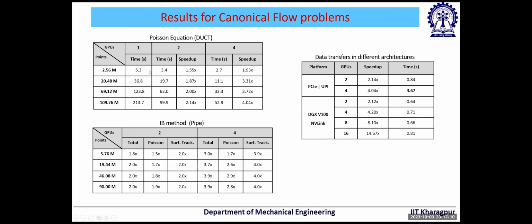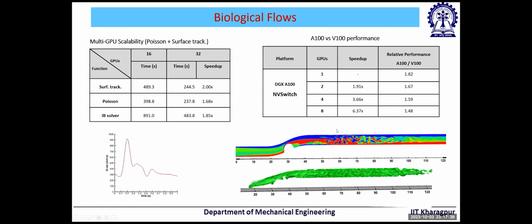And we can see that when we go to 4 GPUs for a large mesh problem, we get nearly 4 times speed up compared to the single GPU implementation for the Poisson equation as well as for pipe flow using IBM. And the speed up also depends on the GPU architecture. DGX works better than PCI based GPU connections, and we can get better speed up. Even up to 16 GPUs, we can get almost linear speed up there.